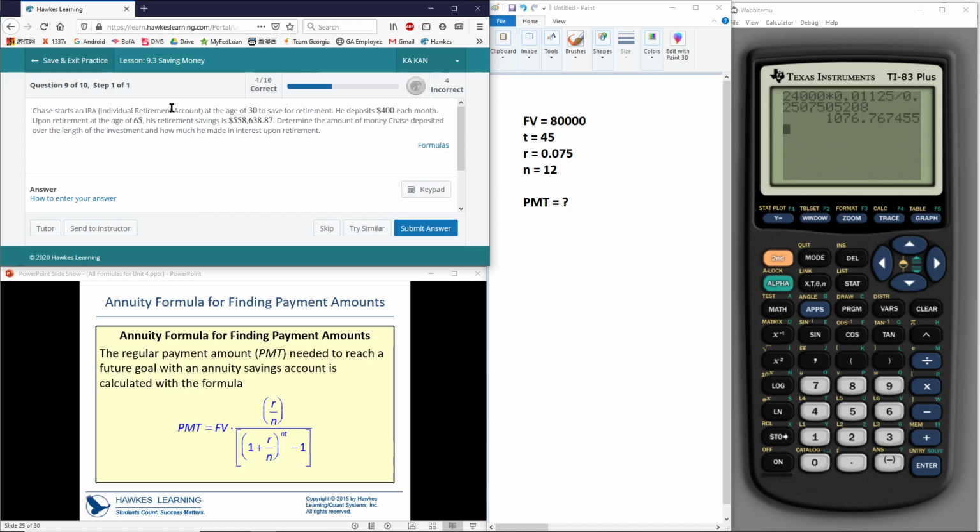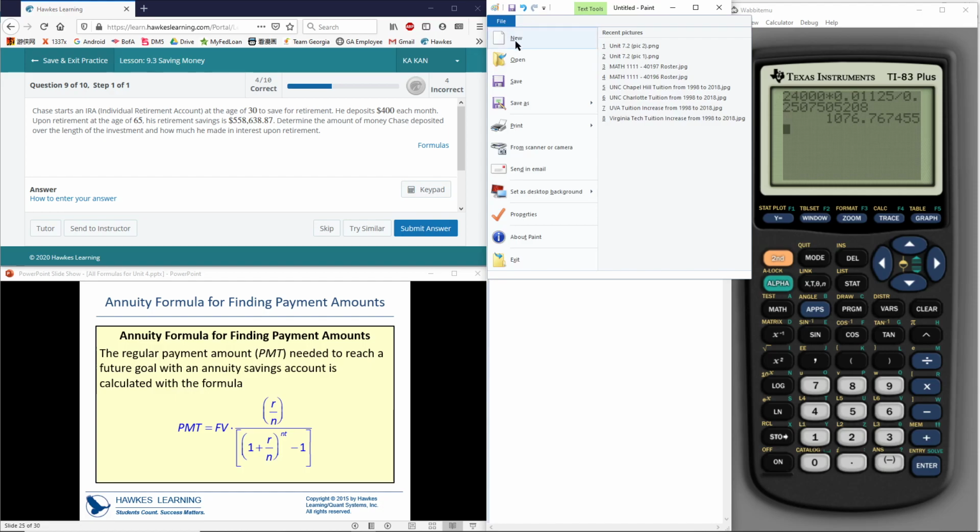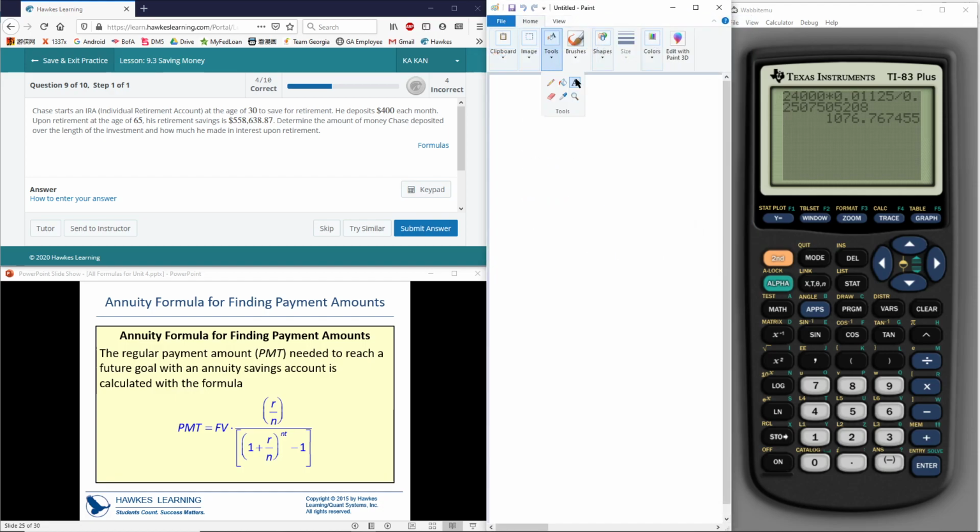So Chase does an IRA. He deposits $400 per month, and when he retires at 65, his future value is $558,000 something. Determine how much money he deposits over the length of the investment. Now, don't go too crazy with this one. Just think about the question. How much money did he deposit over the entire life of this investment? This is very similar to the earlier problem we had. That's tricky, but it's not very difficult.